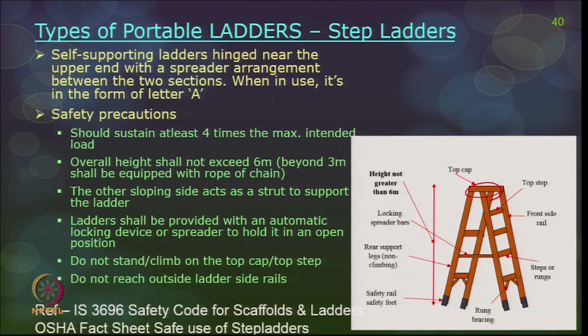To support the ladder, the overall height should not exceed 6 meters, and above 3 meters there should be a proper chain and support for the ladder in order to prevent movement or tipping. Ladders shall be provided with an automatic locking device or spreader to hold them in the open position, and whenever the ladder is in use, it should be in the full open position with the proper lock, so that the ladder does not close. When the ladder is closing and not in the full open position, it can have a tipping hazard.